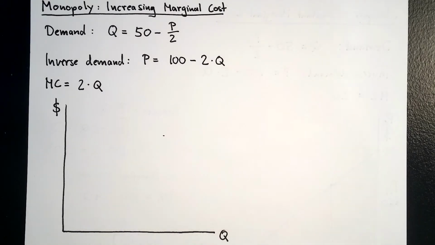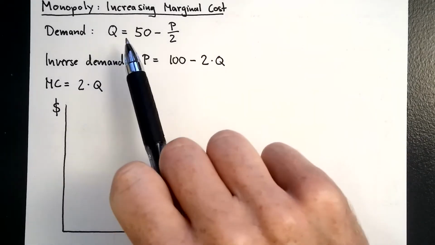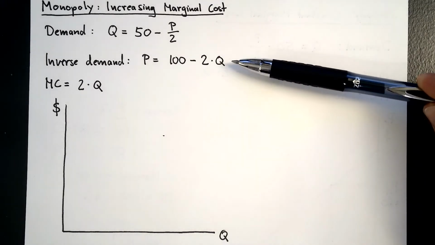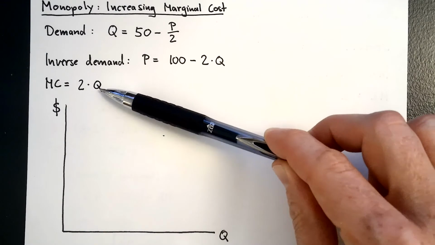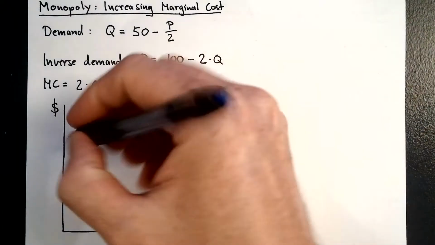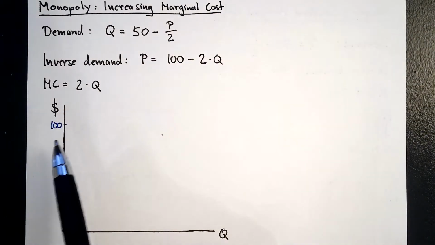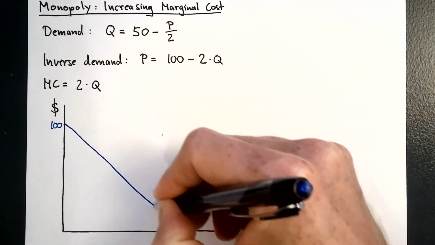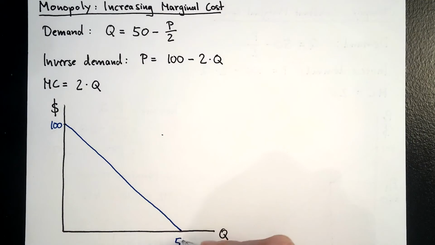Now, let us consider the case of increasing marginal cost. As before, we have the demand function, written as Q equals 50 minus P divided by 2, which translates to the inverse demand function P equals 100 minus 2Q. But in this case, we have a marginal cost function which depends on quantity and is increasing. Let us first start by drawing the inverse demand function in this picture. As before, it starts at 100, which is the intercept, and then it goes by negative 2Q, and hence we have the intersection with the x-axis at 50. Like before, this is the demand function.